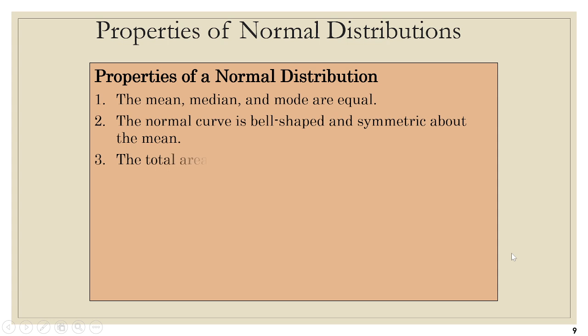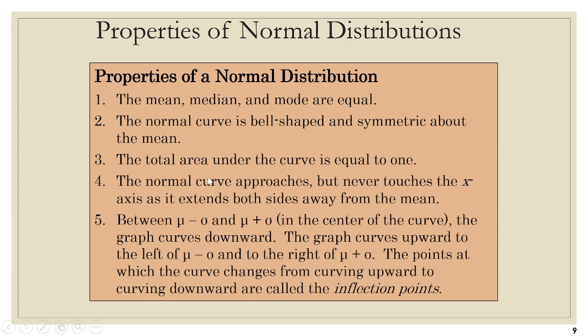A few more properties of the normal distribution. The mean, median, and mode are equal. The normal curve is bell-shaped and symmetrical about the mean. The total area under the curve is equal to 1. The normal curve approaches but never touches the x-axis, and it extends on both sides away from the mean line.